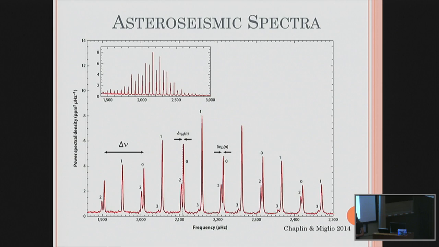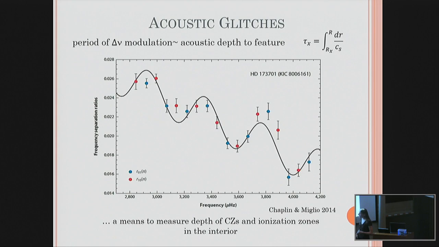So what happens here is this is a means to measure sharp features in a star. Sharp features in the sound speed of a star are things like the helium ionization zone or the base of the convective envelope. And it's the base of the convective envelope that gives us a hook into composition. So this is just an example of what this thing would look like. You look at the spacing in delta nu here, and it has a sinusoidal shape to it. This period is the depth, and the amplitude tells you about the strength of it.